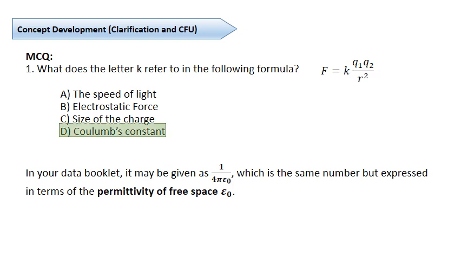Now, really important, in your data booklet, it may be given as 1 divided by the quantity 4 pi times this little e thing that you might not have seen before. This is the permittivity of free space constant. However, all you need to know is that the entire quantity is equal to 9 times 10 to the 9, and that's what's given in your data book. I just wanted to make you aware of that. You may see it written like this.